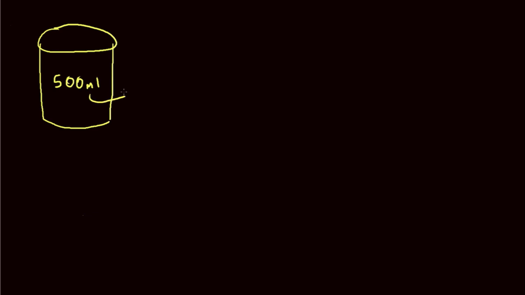So we have a can here. Let me draw this can, a cylindrical can. We know that the volume of this particular can is 500 ml, which can also be written as 500 cm cubed, and it has a diameter, which we'll call D, and a height H.